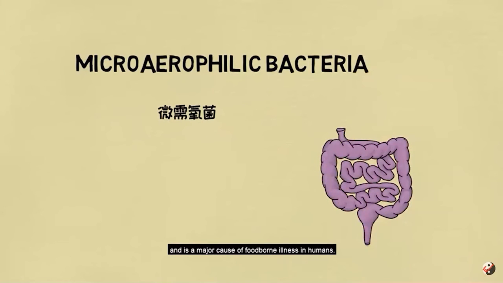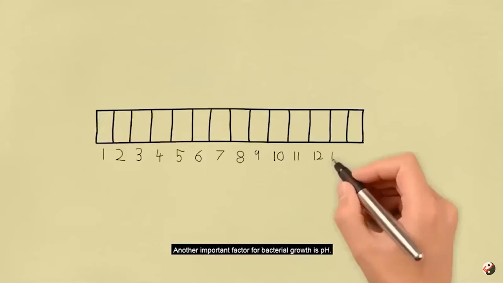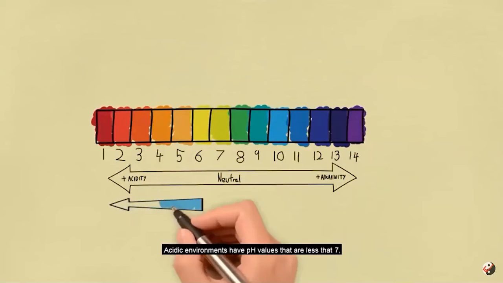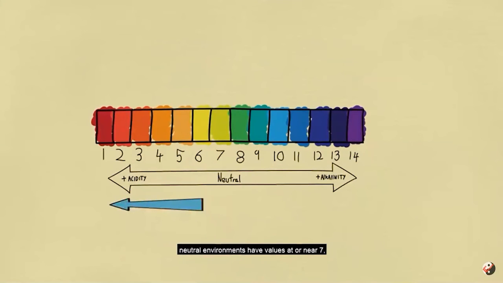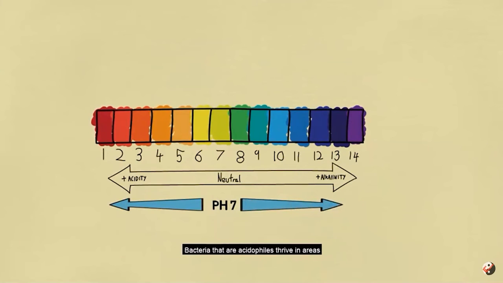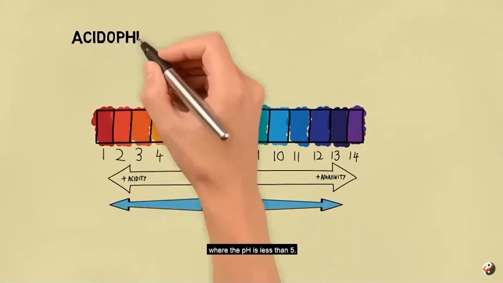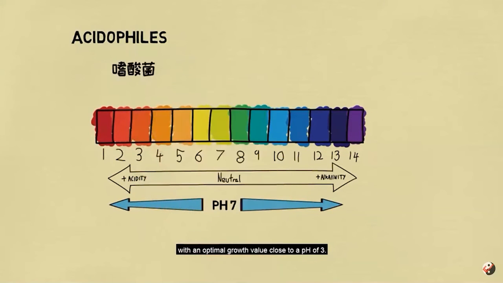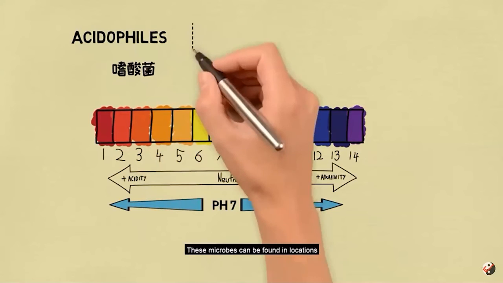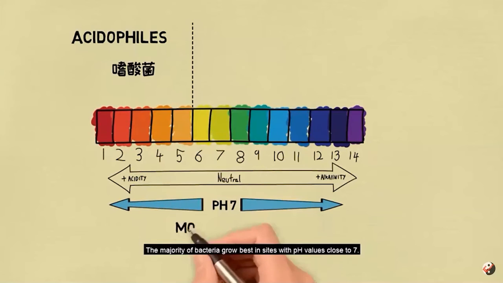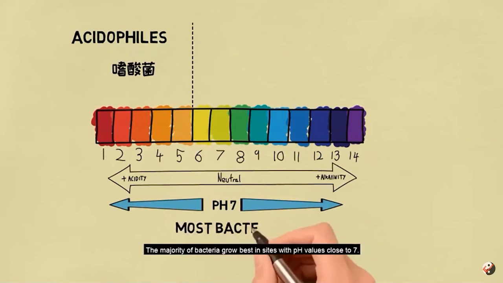Another important factor for bacterial growth is pH. Acidic environments have pH values that are less than 7, neutral environments have values at or near 7, and basic environments have pH values greater than 7. Bacteria that are acidophiles thrive in areas where the pH is less than 5, with an optimal growth value close to a pH of 3. These microbes can be found in locations such as hot springs and in the human body in acidic areas such as the vagina. The majority of bacteria grow best in sites with pH values close to 7.